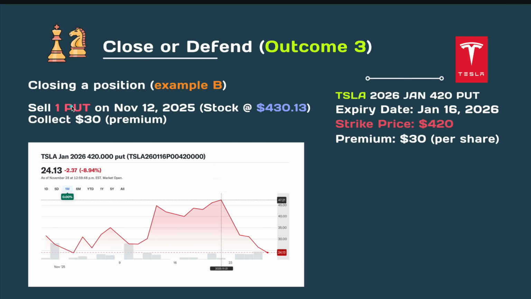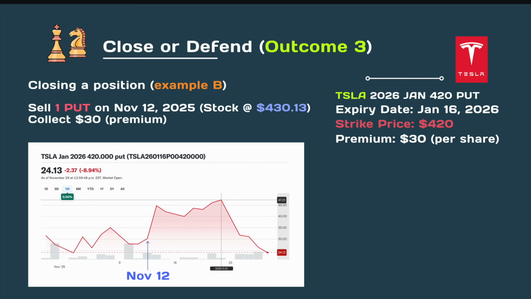You'll notice that the expiry date of this option is January 16, 2026, which is 40-something days away. In this case, the strike price is $420, and the premium per share that we receive for each stock is going to be $30 per share. I'm going to look at this position, and again, this is the price chart for the option itself. So on November the 12th, we sold the position.